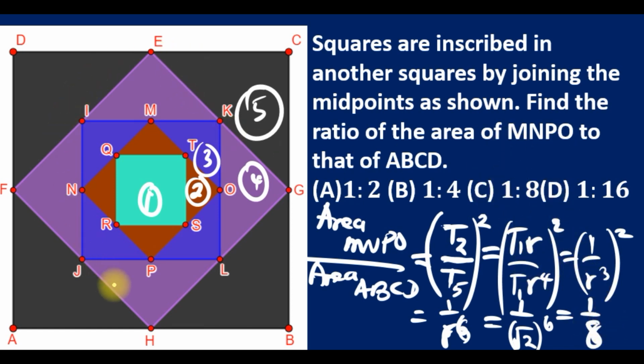So whenever we inscribe squares this way, the sides form a geometric progression with common ratio root 2. So we use combined knowledge of similar shapes, that the ratio of areas of two similar shapes is the same thing as the ratio of the squares of the lengths. So that's why we squared. And also the sides are in geometric progression with common ratio root 2. So thank you.